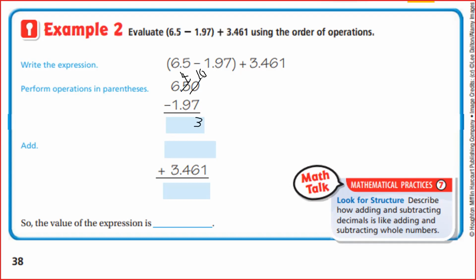And then 4 minus 9, it doesn't work. So what can we do? 5, and 5 will be 14. Bravo. Then 14 minus 9, 5, decimal point. Bravo. So the answer here from subtracting 6.5 minus 1.97 is 4.53. And the answer, we're going to add it to 3 and 461.